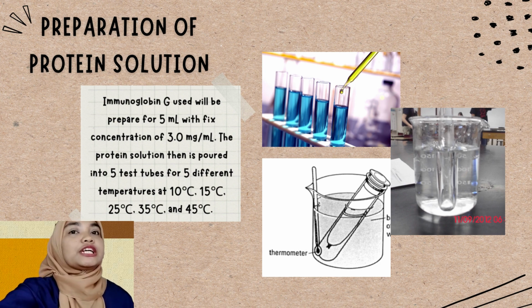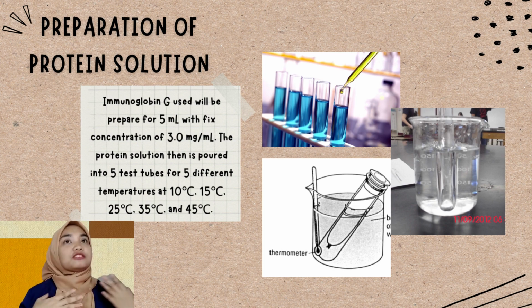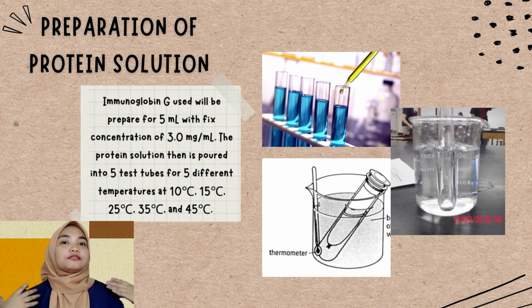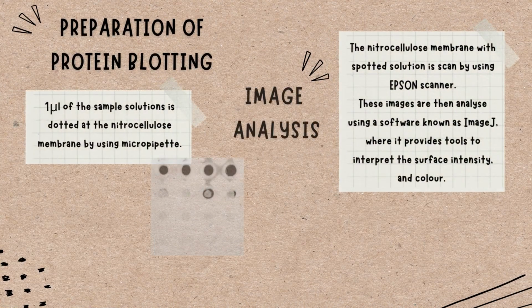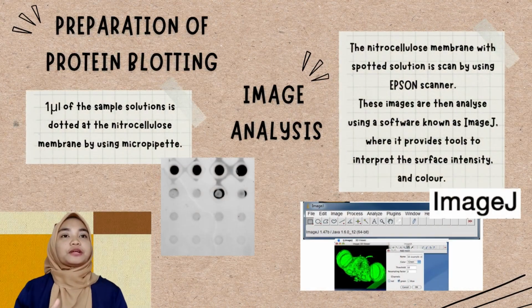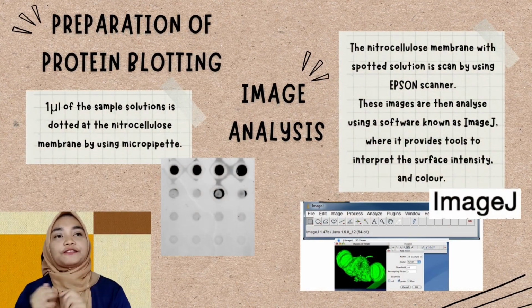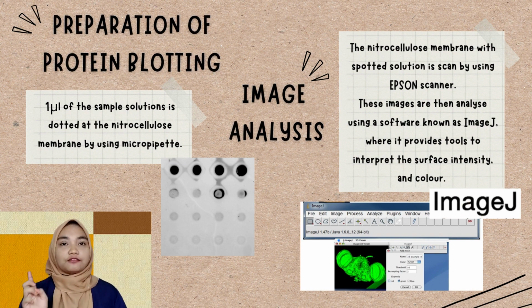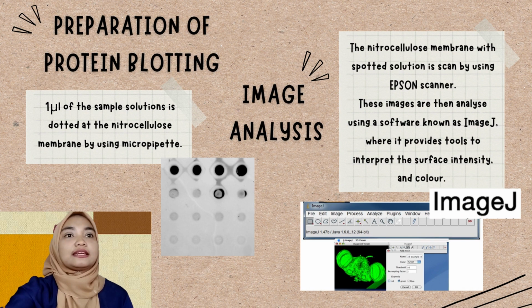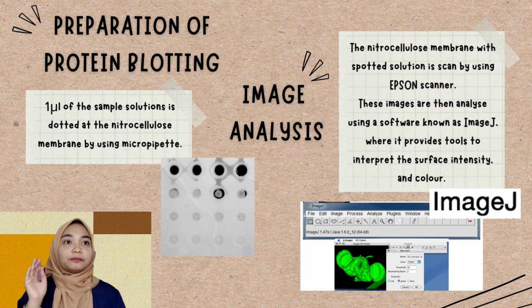Meanwhile, a blank solution containing IgG solution is prepared at room temperature. The blank solution is used as a reference for the observation of the coffee ring effect. Next is preparation of protein blotting. For the protein blotting, 1 microliter of the blank solution and 1 microliter of the sample solution are dotted on the nitrocellulose membrane by using a micropipette.